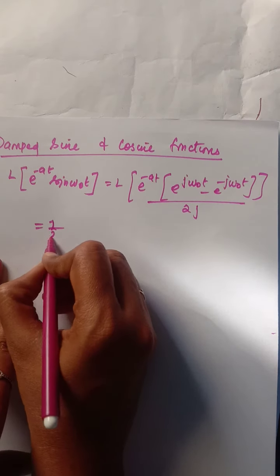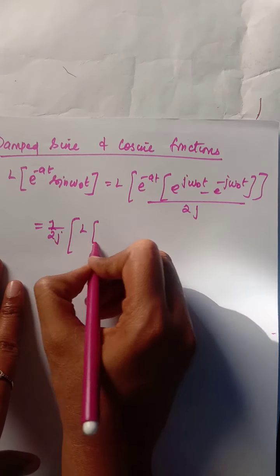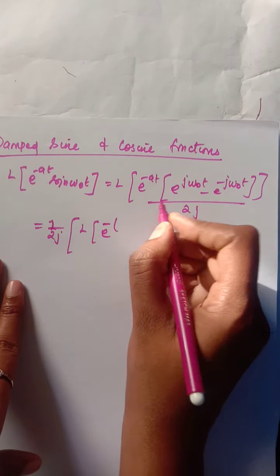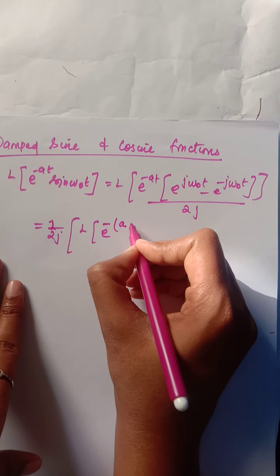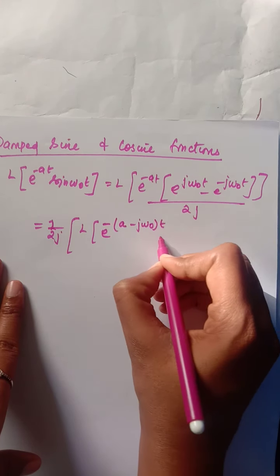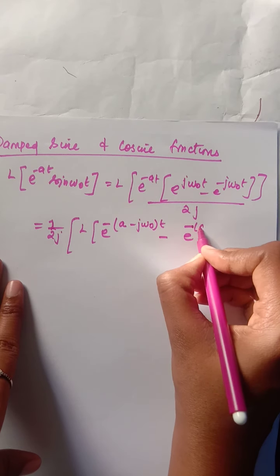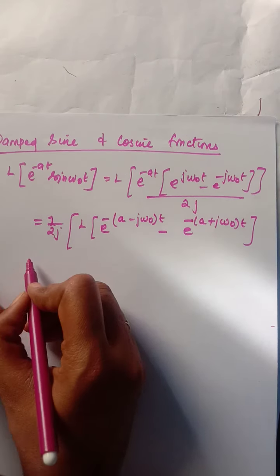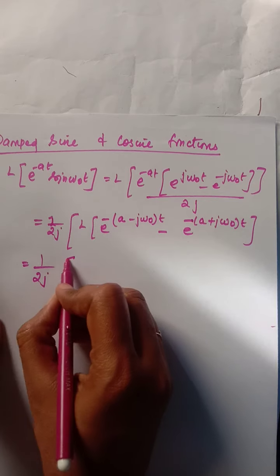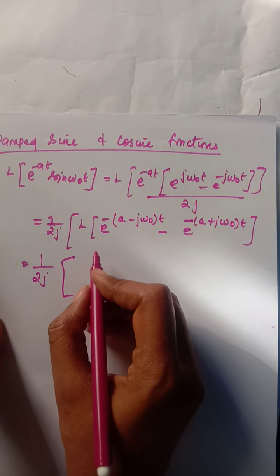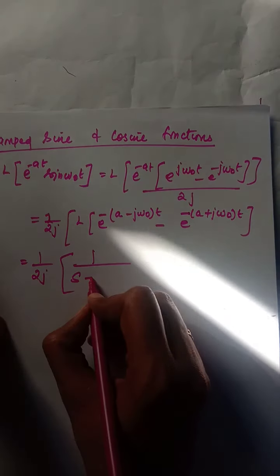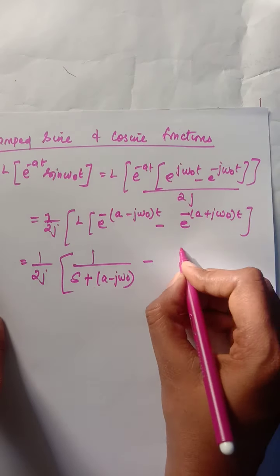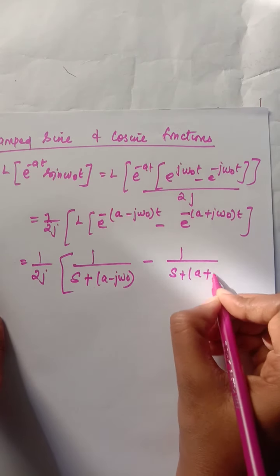Here first 1 by 2j is common, take it outside. So the Laplace transform of e power, combining these two terms, minus taken outside: e power minus a minus j omega naught t minus e power minus a plus j omega naught t. Now I am going to apply the Laplace transform for this 1 by 2j. Instead of a, I am having a minus j omega naught, so 1 by s, sorry, here it is minus, so it is plus, a minus j omega naught, minus 1 by s plus a plus j omega naught.